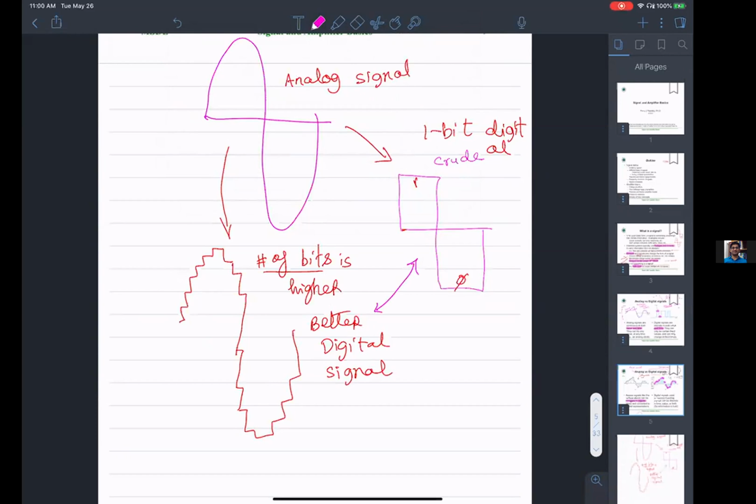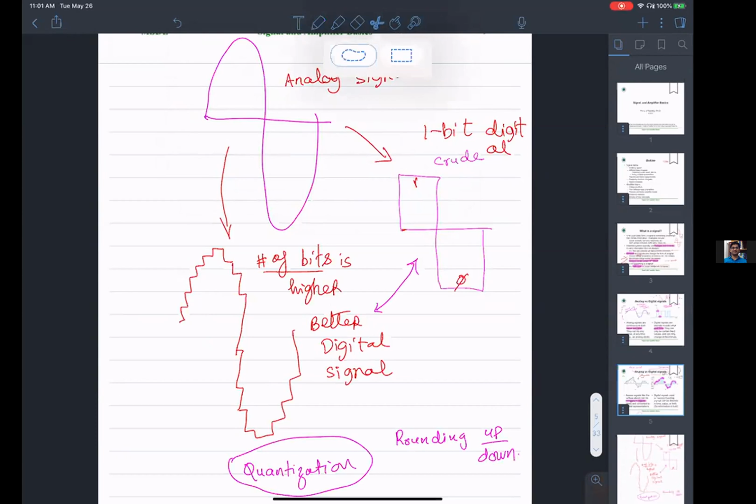Student: There's a process named quantization, something like that. Is it? Yes. There's an idea of quantization, which simply means rounding up or down. That's a little beyond the scope of this class. I can maybe spend a minute on it only to illustrate what the idea is.